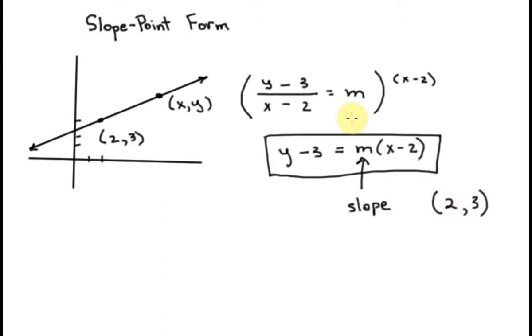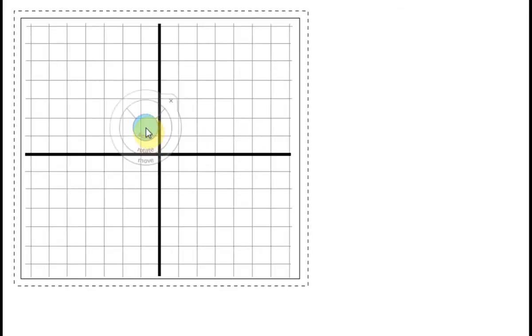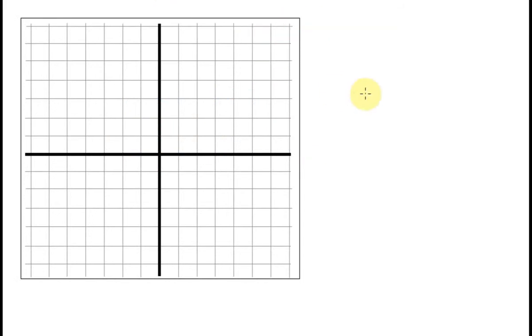So let me show you an example of using slope point form in action. Let's clear off the screen, and let's throw a grid in here. The question might say to graph the following line: y minus 2 equals 1/2 (x minus 3). So I want to be able to just graph this line.